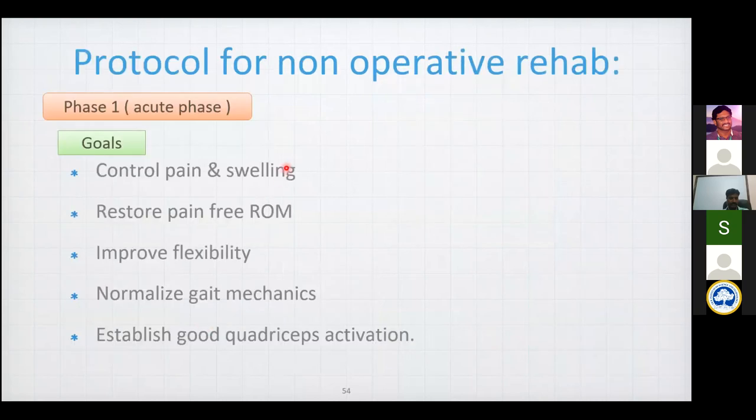Protocols for non-operative rehab. This is not a fixed protocol. We can change the protocol according to the patient's need. Phase 1 is the acute phase. The goal is to control the pain and swelling, restore pain-free range of motion, improve flexibility of the joint, normalize gait mechanics, establish good quadriceps activation.